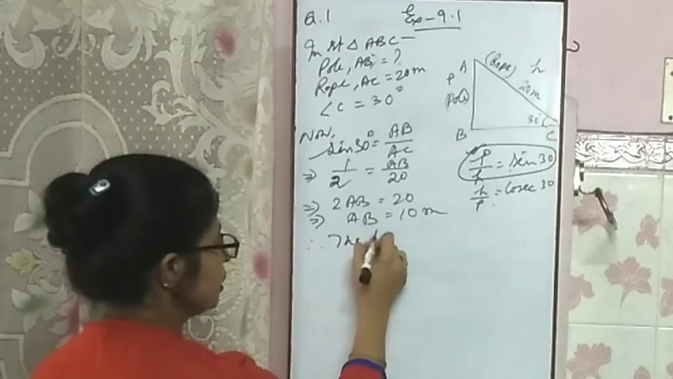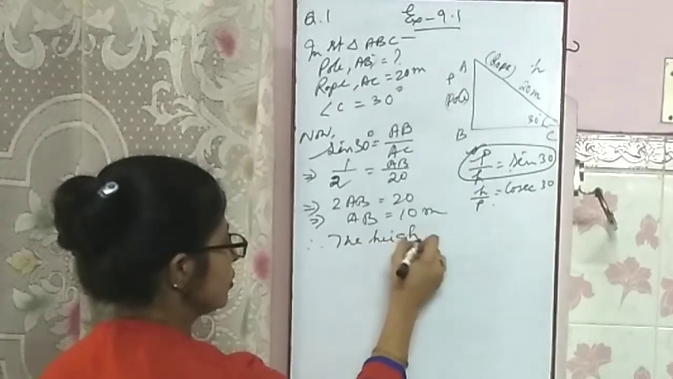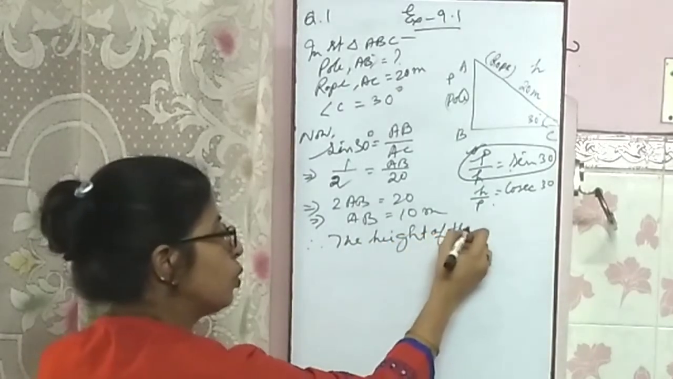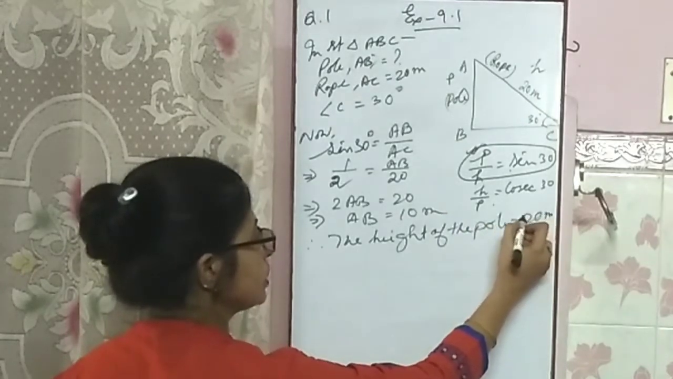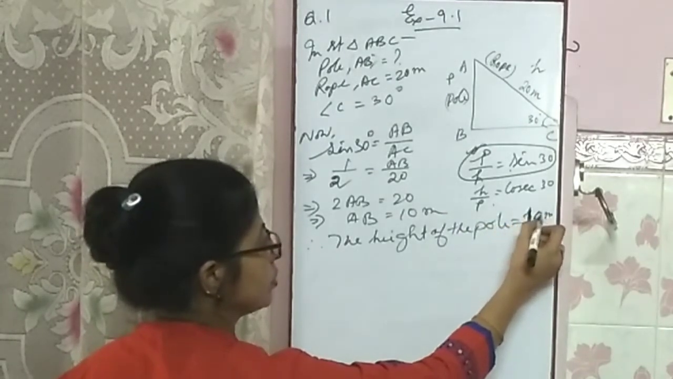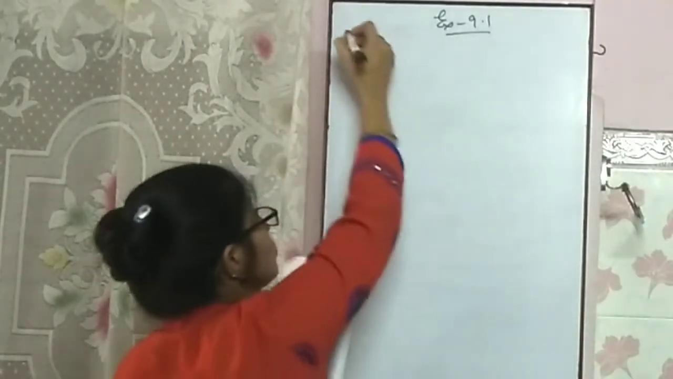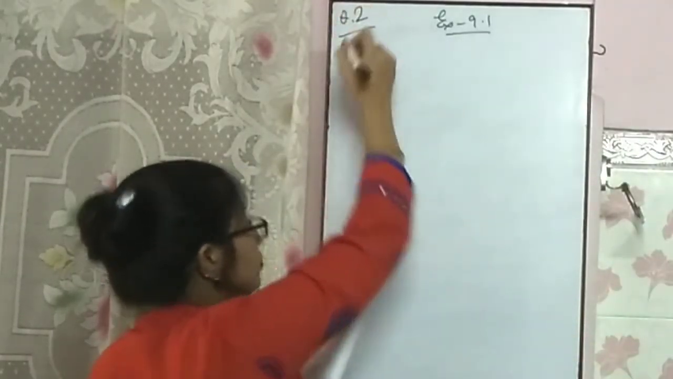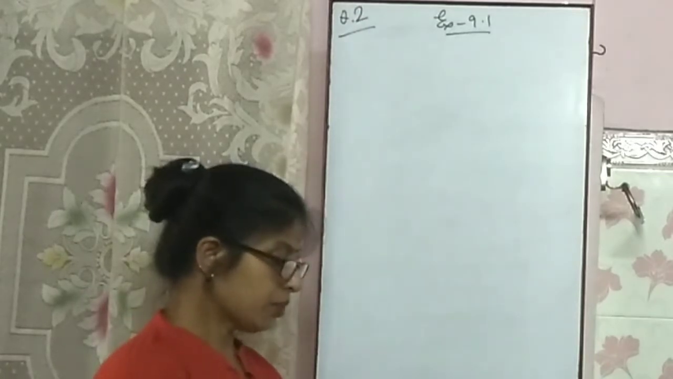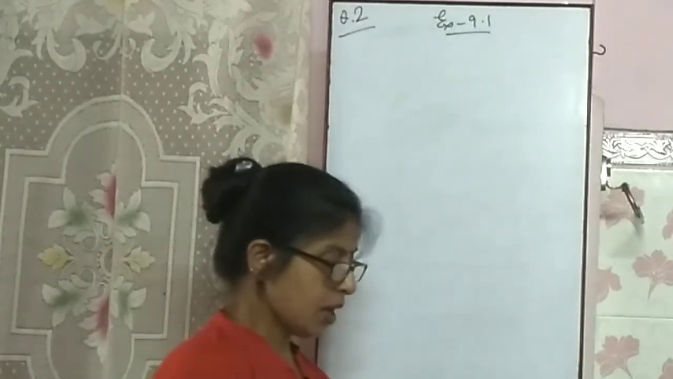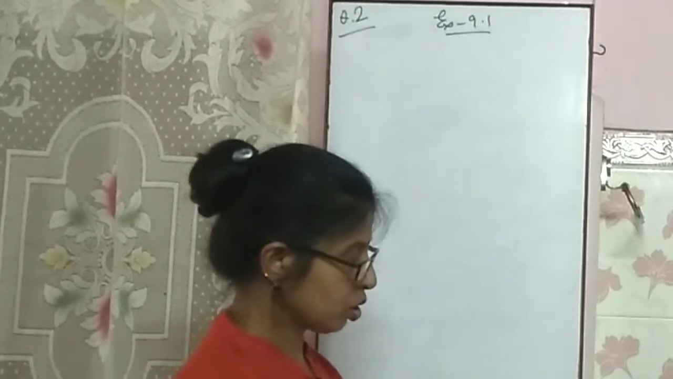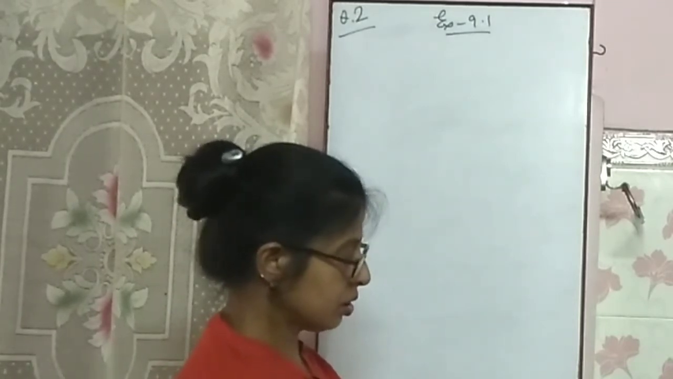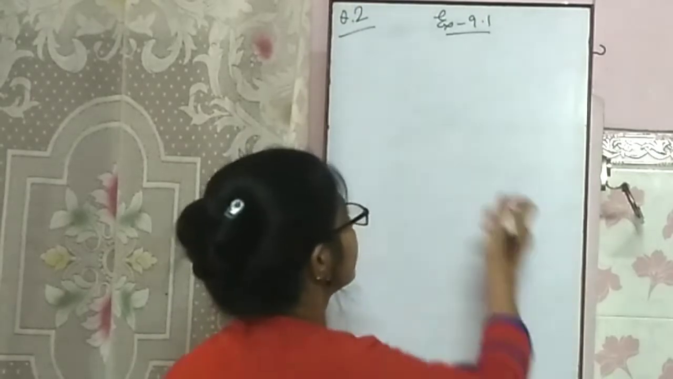Therefore the height of the pole is equal to 10 meter. Now it's question number 2. A tree breaks due to storm and the broken part bends so that the top of the tree touches the ground, making an angle 30 degree.